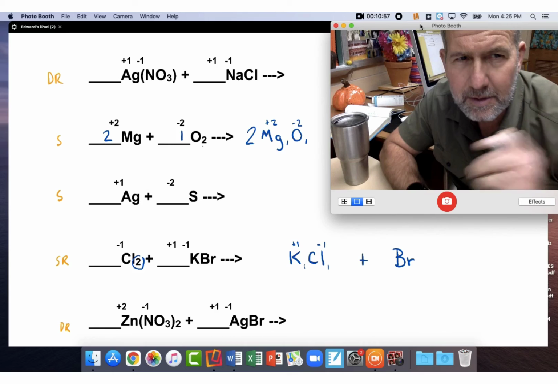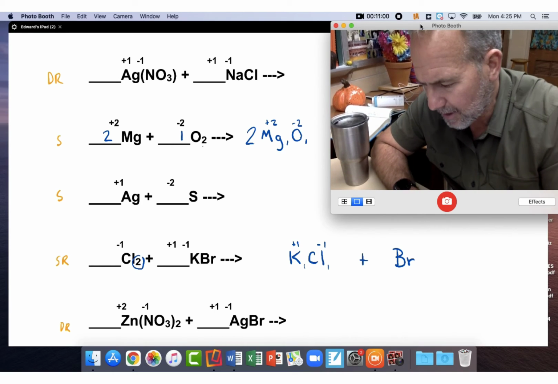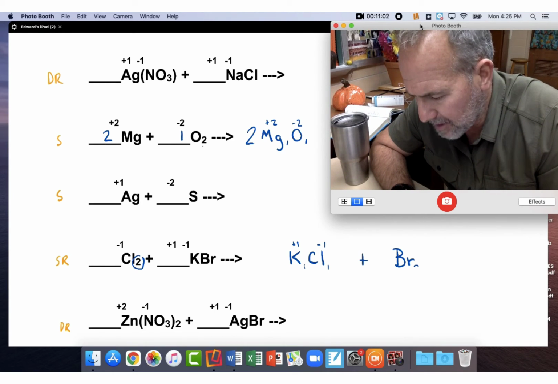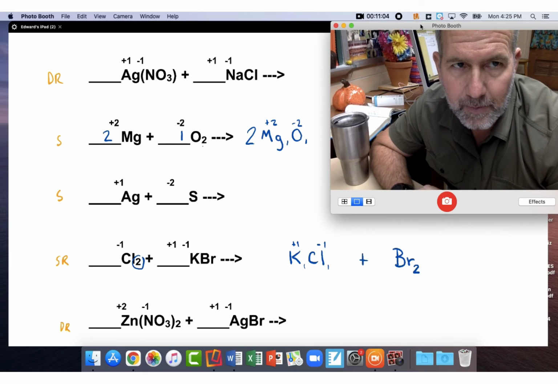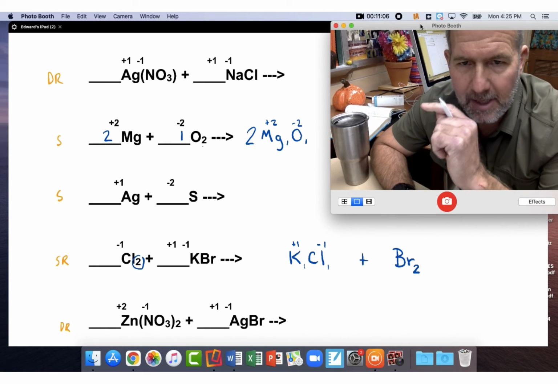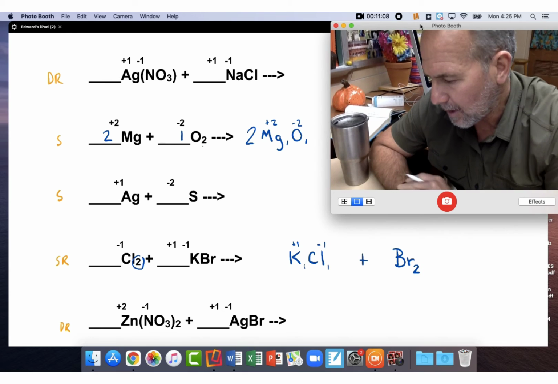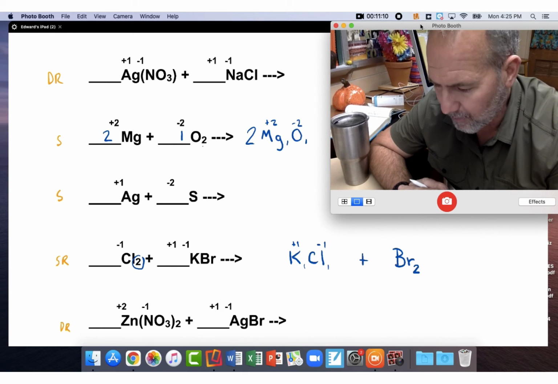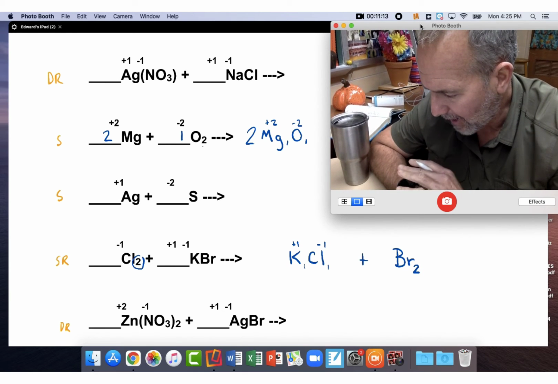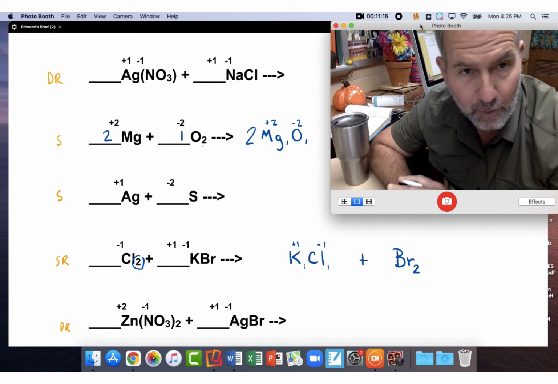If you look at your diatomics, you see that Br is a diatomic and you need a 2 there, right? Because there are those elements that cannot be alone because they're so electronegative, and Br is one of them. Okay, and that is it for formulas.